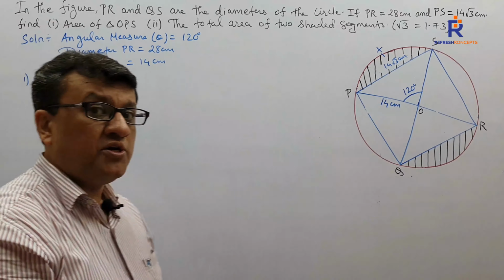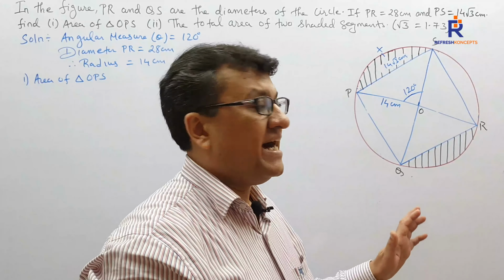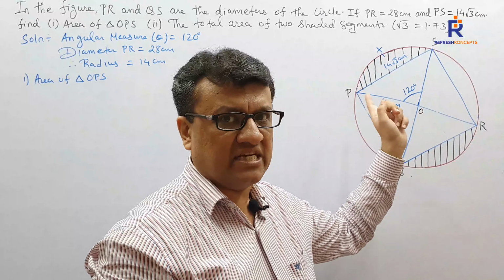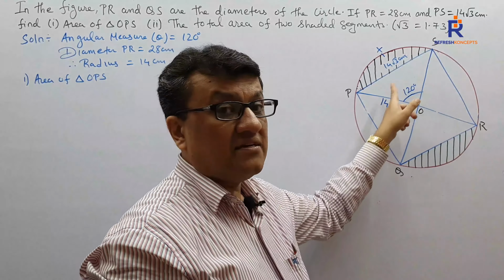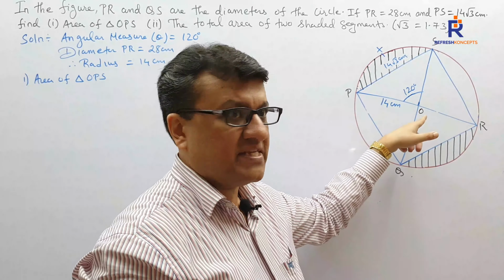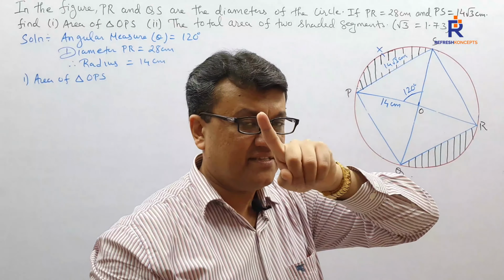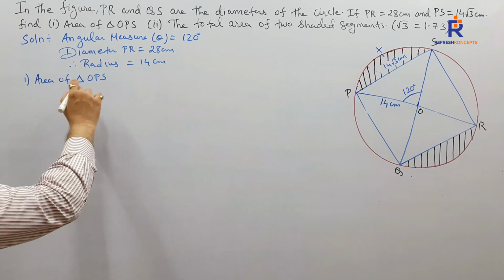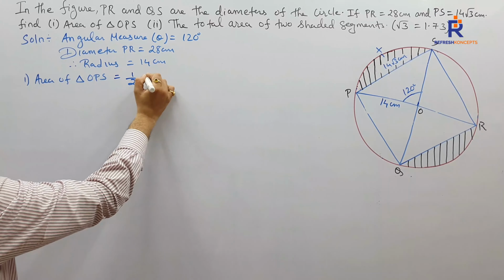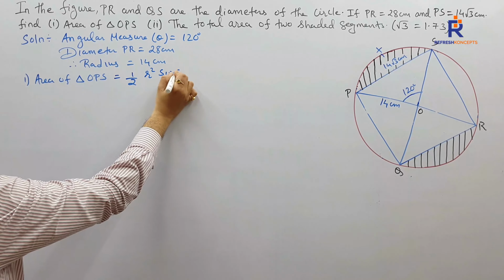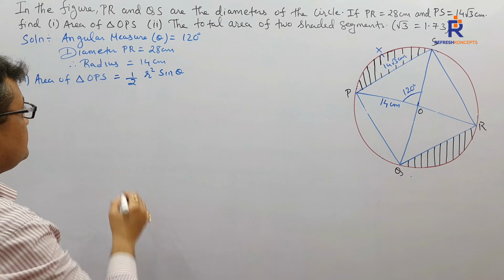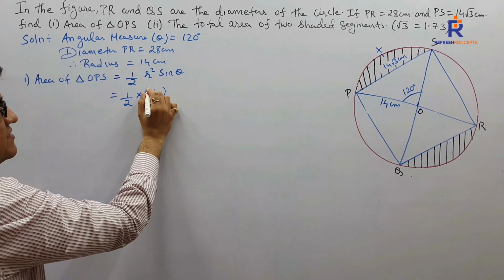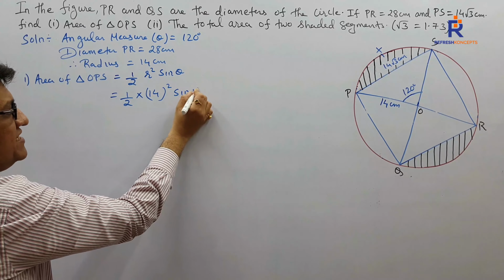Now children, I want you to refresh your concepts. I did mention that whenever a triangle is embedded inside the circle with two radii along with the center and a chord, the area of the triangle is half r square sine theta. We have done sums based on that. So the area of triangle OPS is half r square sine theta, which is half into 14 square into sine 120.